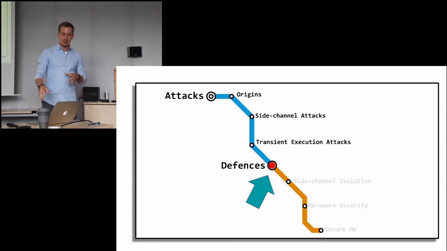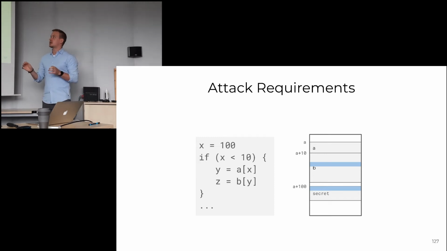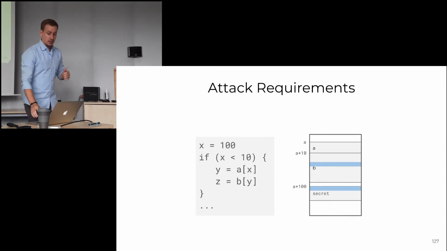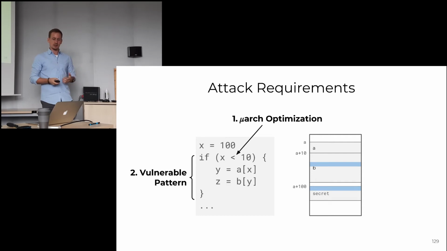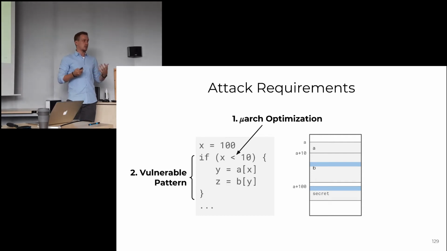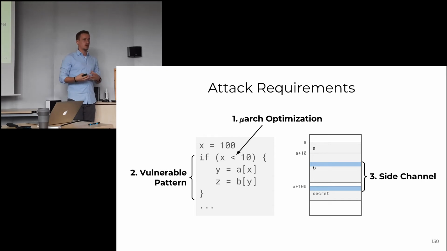Now we are coming to defenses. What can we do about it? Here we have several options. These options are based on the attack requirements. If you look at all these attacks, they have three basic requirements. In order to launch such an attack, you need to have an optimization in the hardware that violates security. The second requirement is that you need a vulnerable pattern, some snippet of code that actually triggers this optimization. And you need a side channel to retrieve the results of the vulnerability.